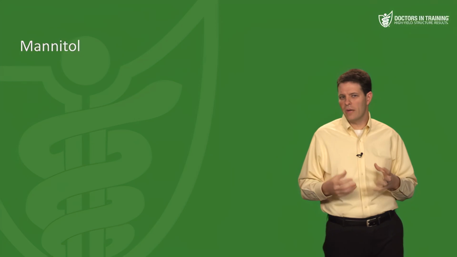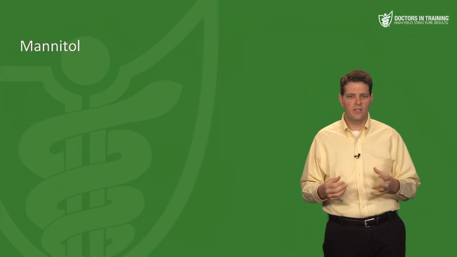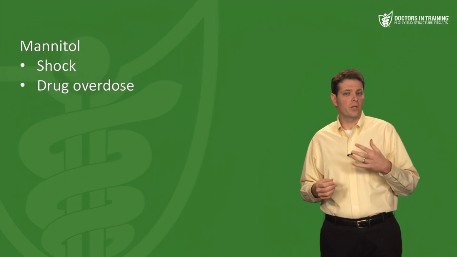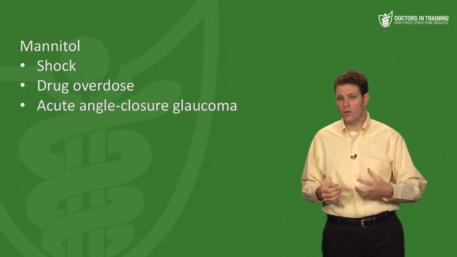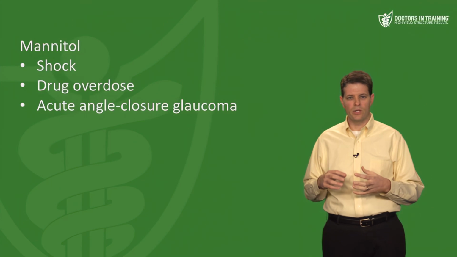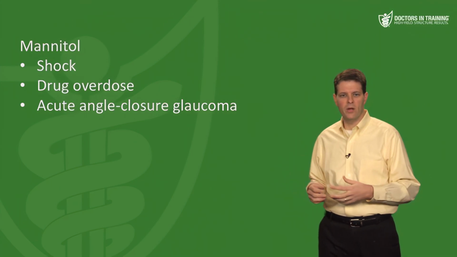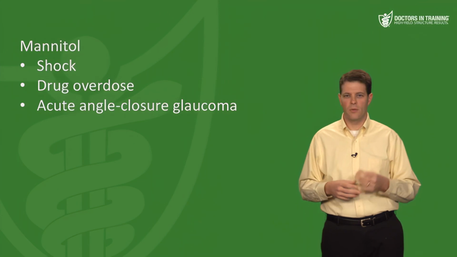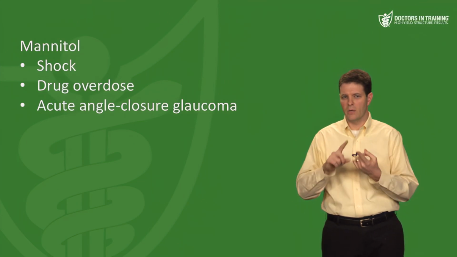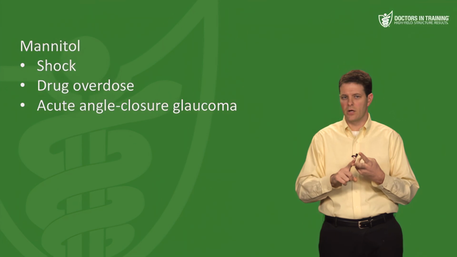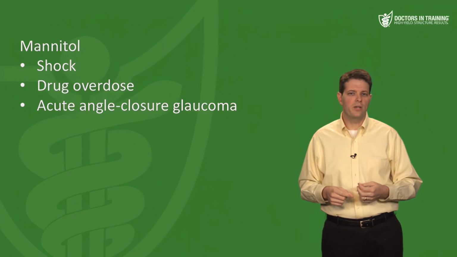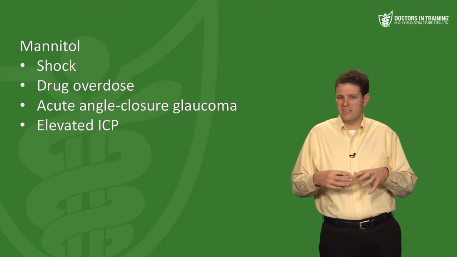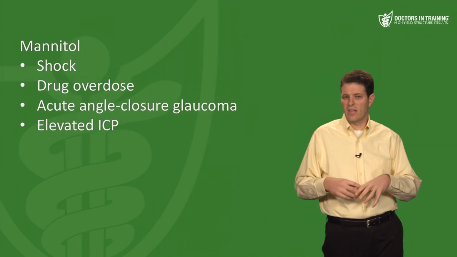Now we don't use mannitol very often. Occasionally you'll see it used to treat shock or drug overdose. Sometimes we use it to lower intraocular pressure in patients with acute angle closure glaucoma. You wouldn't want to treat chronic open-angle glaucoma with mannitol, but you might give IV mannitol for acute angle closure glaucoma. So remember, there are two diuretics that can be used to treat glaucoma, acetazolamide and mannitol. And sometimes we use mannitol to treat elevated intracranial pressure, not really because of its actions in the kidneys, but because of its actions elsewhere.